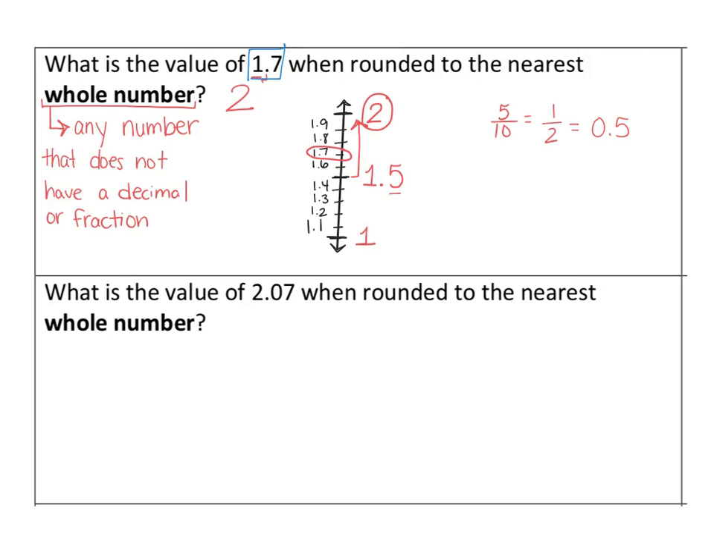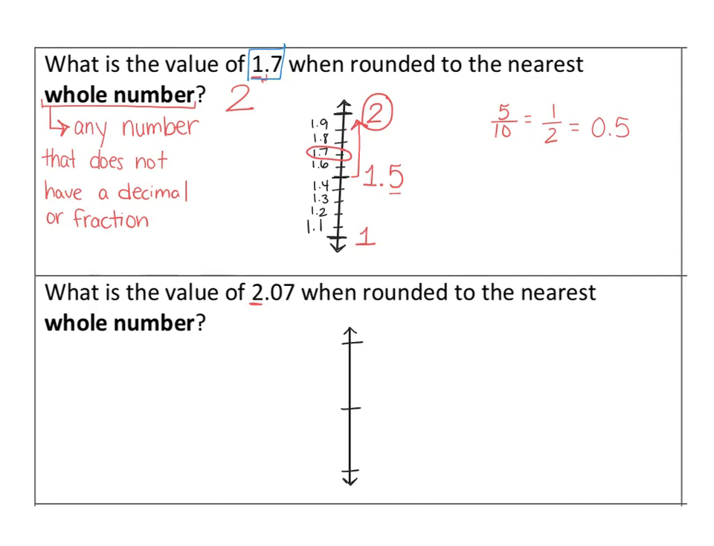Now let's read the second question. What is the value of 2 7/100 when rounded to the nearest whole number? So again, underline the whole number. The whole number is before the decimal. So in this case, it is 2. Then we will make our vertical number line with our number at the bottom that we're rounding down to, the number at the top that we could round up to, and our midpoint, the number halfway between them.